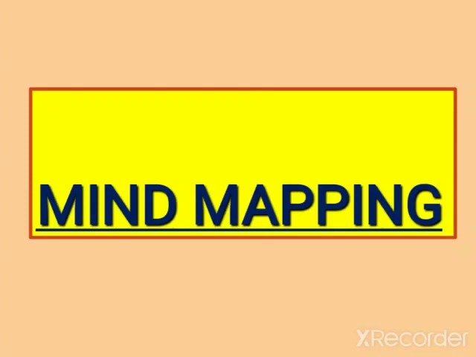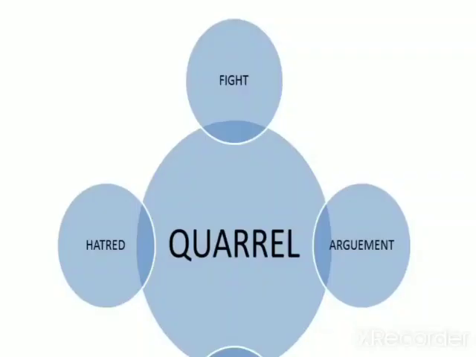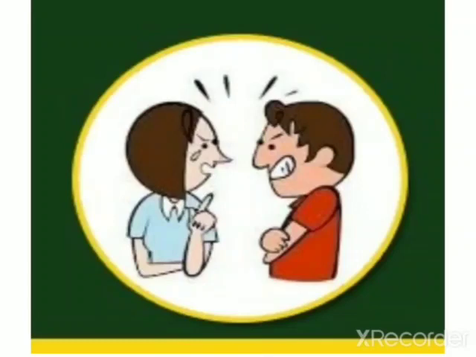Now, let's have a look at the mind mapping. Basically, we do the mind mapping to understand the concept through visual and listening skills. So, what do you understand by the word quarrel? It could be a fight or an argument or hatred. We can easily see in the picture a quarrel between two persons. It could be brother or sister or anybody else.